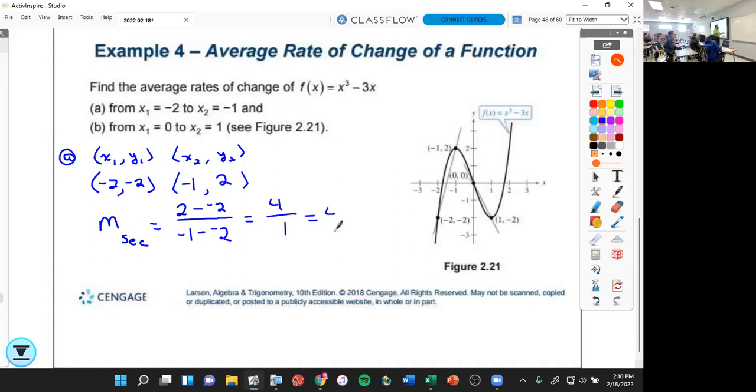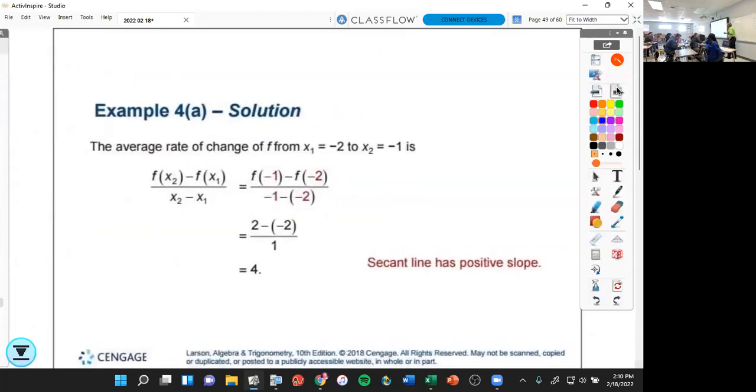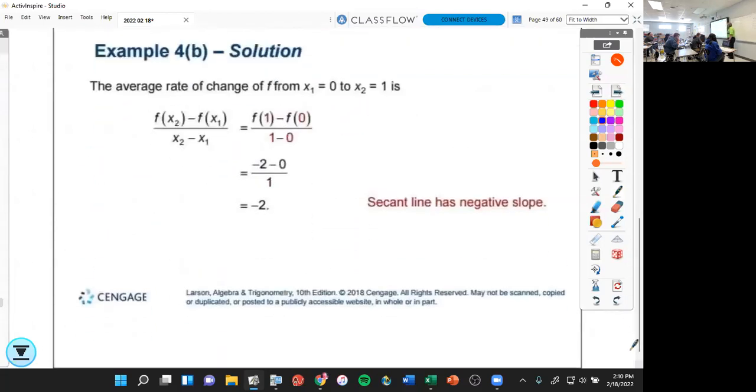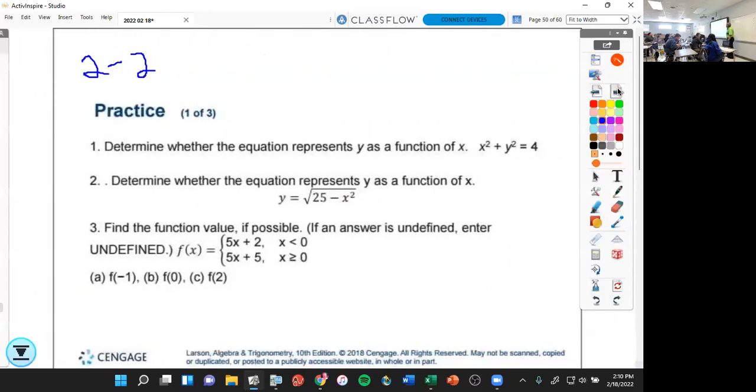Okay. For time's sake, I'm going to skip the other one. You can watch the video from the other class, where I did both A and B. There's the answer for the first one. There's the answer for the second one.